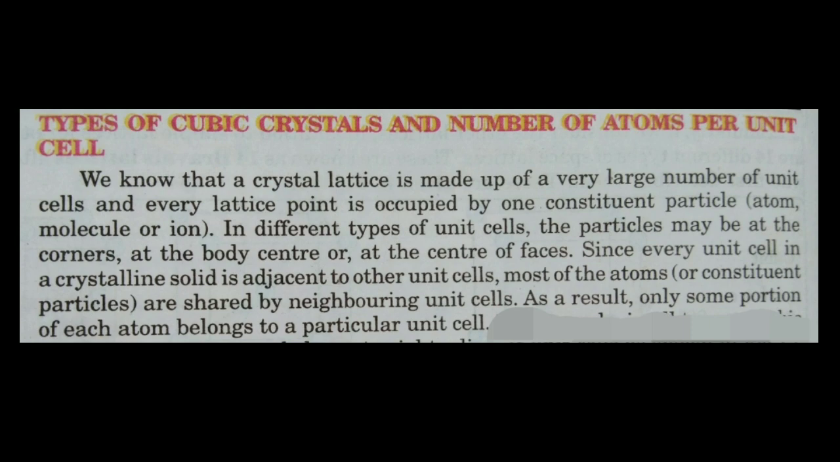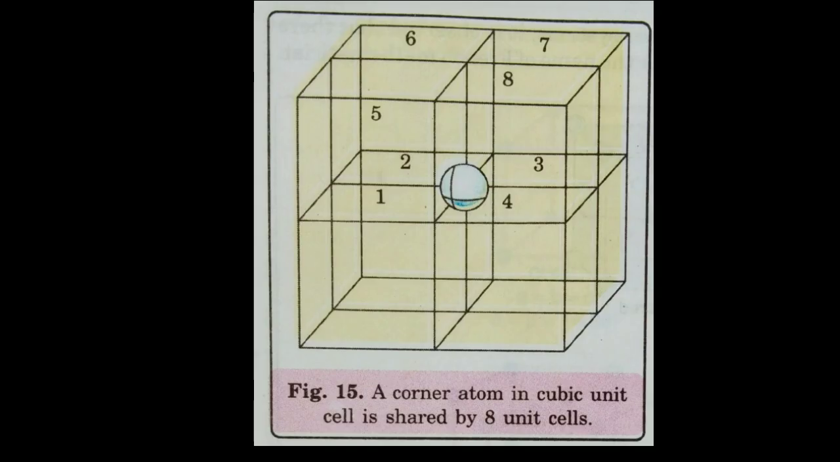In different types of unit cells, the particles may be at the corners, at the body center, or at the center of faces. Since every unit cell in a crystalline solid is adjacent to other unit cells, most of the atoms or constituent particles are shared by neighboring unit cells. As a result, only some portion of each atom belongs to a particular unit cell.